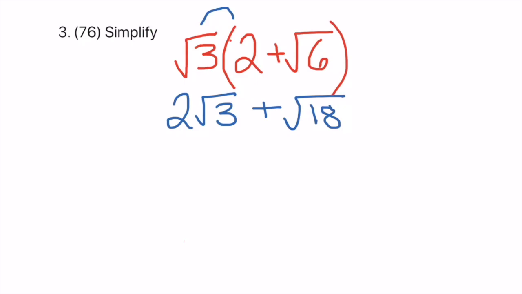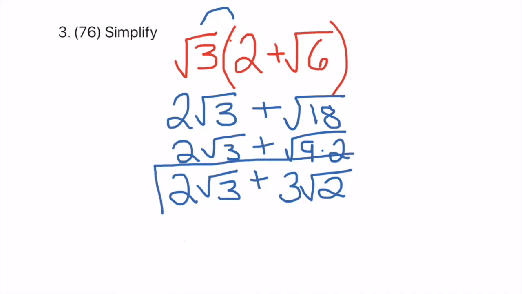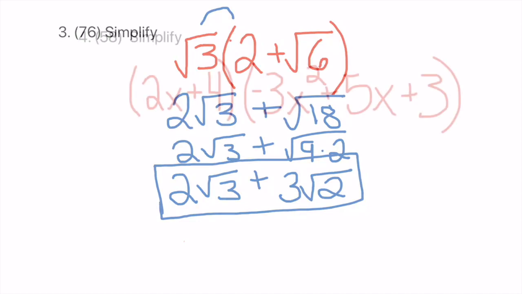18 we can break down into 9 times 2. I'm going to rewrite all this. And we know that 9 is a perfect square, and that's 3. So that means we can pull a 3 out, and we're just left with that 2 on the inside. And then we have the 2 root 3 over here. Now, neither one of these radicals can be simplified, but they can't be combined either because one is a root 3 and one's a root 2. So therefore, we can't go any further, and that's our final answer.